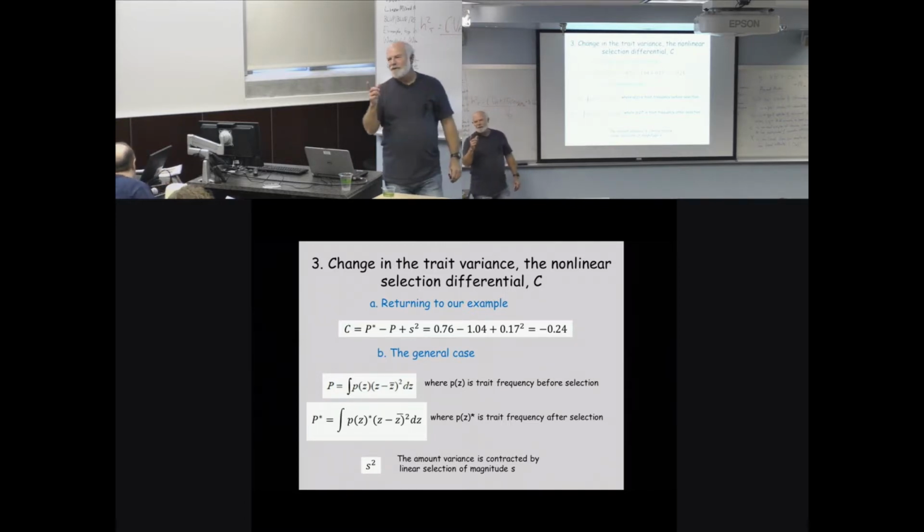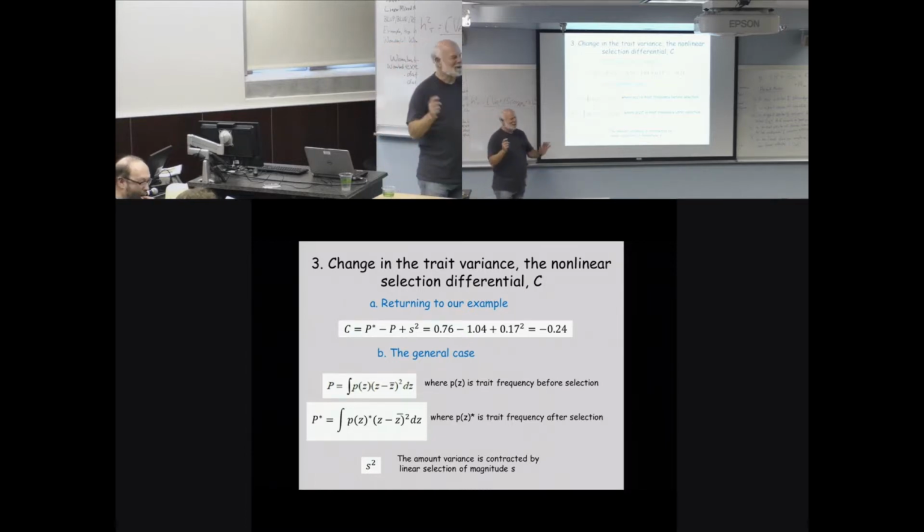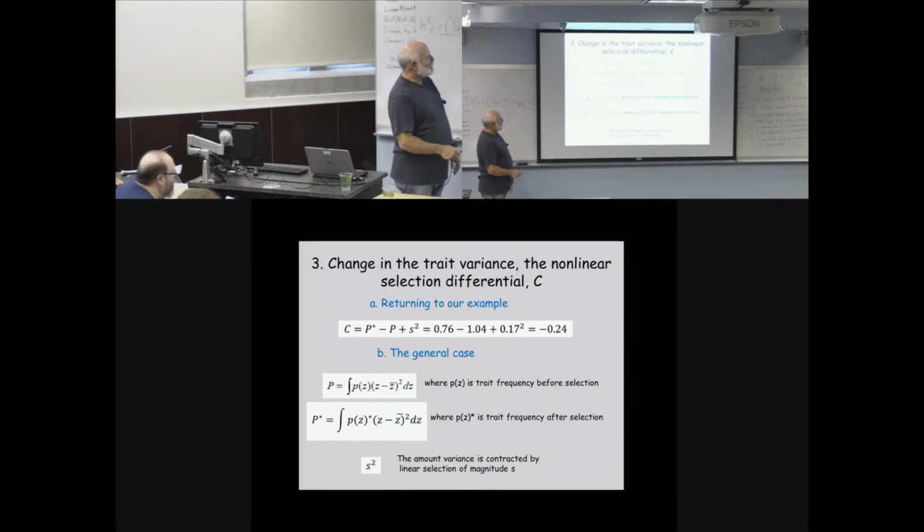So sometimes when Joe says you're wrong, it just means that you're approximately right, not absolutely right. So don't despair. Okay, so what is this S squared thing? Well, it turns out that's the amount that the variance is contracted. It's contracted by linear selection of magnitude S, and we have to describe what linear selection is. So if you want to think of how much variance is contracted other than by just regular linear selection, and this will become clear in a second, that correction term is S squared.